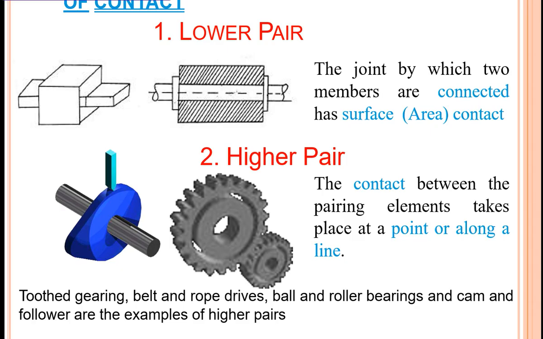So this is very much needed when we want to identify the mobility of the structure. When we want to calculate the mobility of the structure, whether it is constrained or unconstrained, we have to identify whether it's a lower pair or higher pair.